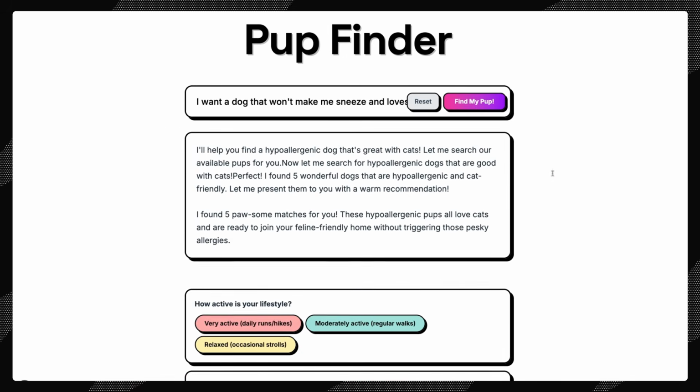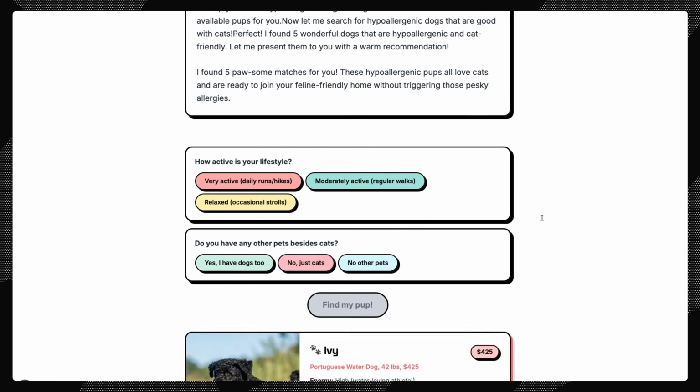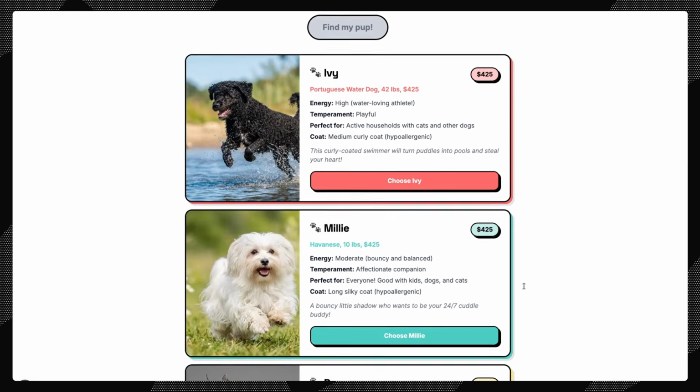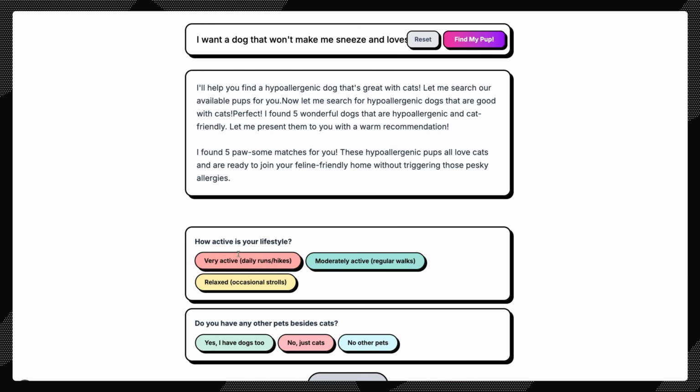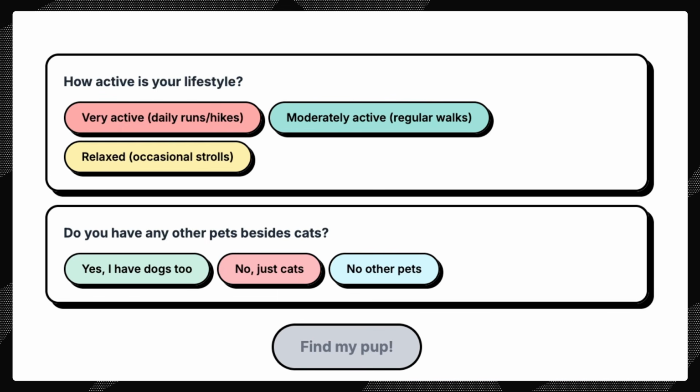Alright, so this returned a text prompt. This is great, kind of reaffirms what we're looking for, and tells us that we have 5 wonderful dogs that are hypoallergenic and cat friendly. And this is great. We can see our dogs down here, but what else we got is this set of questions. This is what I was talking about to help us filter down the list of dogs. Maybe some things we didn't think about asking in our original input.